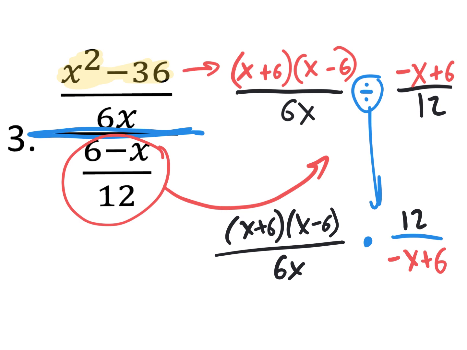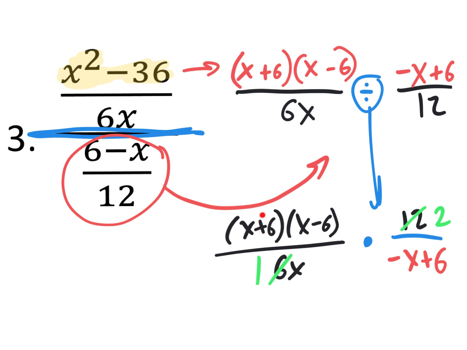Now, what could I cancel? Somebody said 6. 6 with 12? Absolutely, right? The 12 divided by 6 is 2. 6 divided by 6 is 1. What else cancels? Could I cancel this positive 6 with that positive 6?